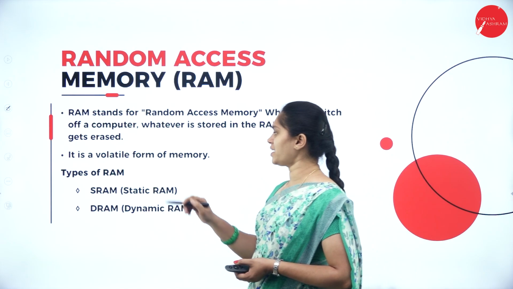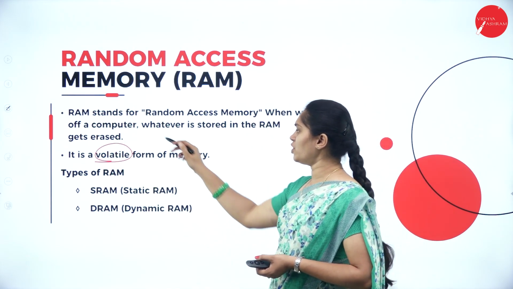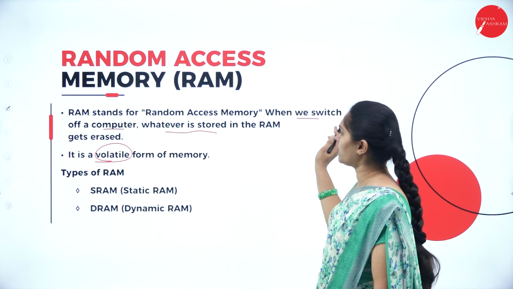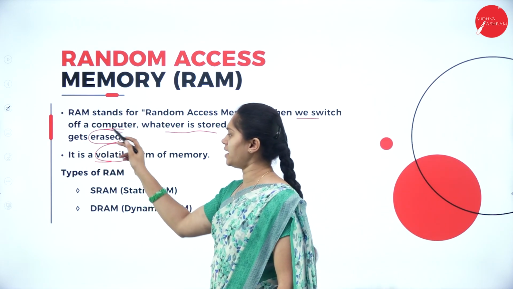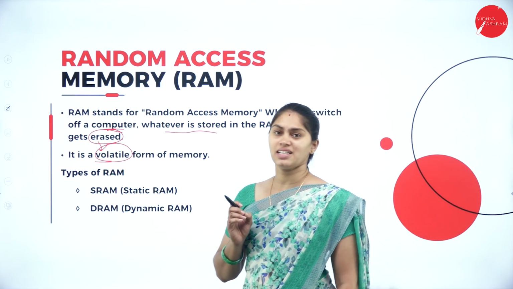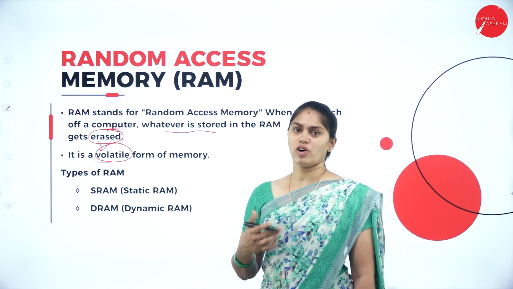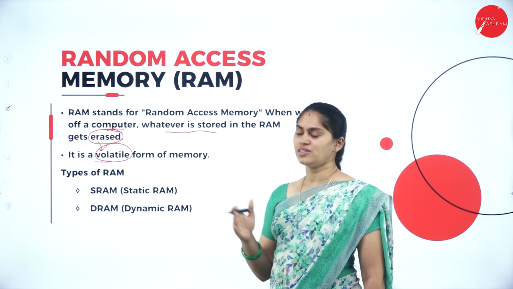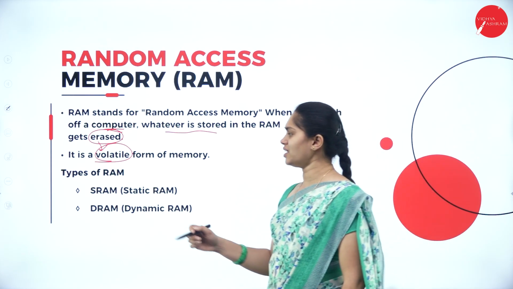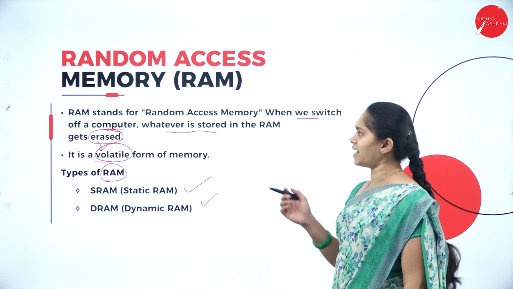But we have one drawback here: it is volatile in nature. What do you mean by volatile? When we power off the computer, whatever we have stored in RAM gets erased or vanishes. We call that feature volatile nature. If the content or instructions get erased after the power is switched off, we call that form of memory volatile memory. And what are the types of RAM we have? We have static RAM and dynamic RAM. That's all regarding RAM.